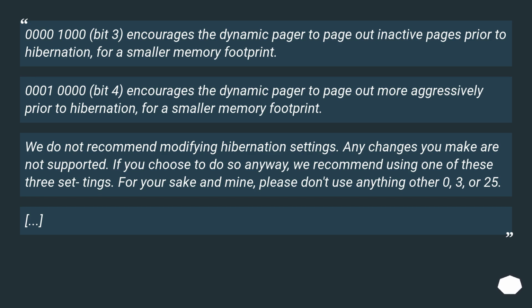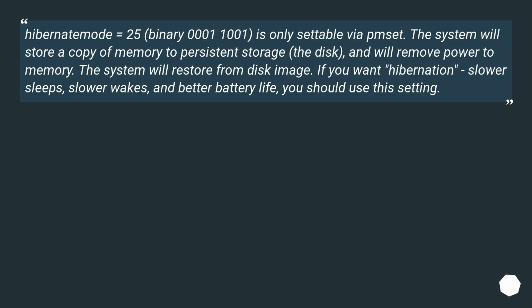We do not recommend modifying hibernation settings. Any changes you make are not supported. If you choose to do so anyway, we recommend using one of these 3 settings. For your sake and mine, please don't use anything other than 0, 3, or 25. Hibernate mode equals 25, binary 0001 1001, is only settable via pmset. The system will store a copy of memory to persistent storage, the disk, and will remove power to memory.